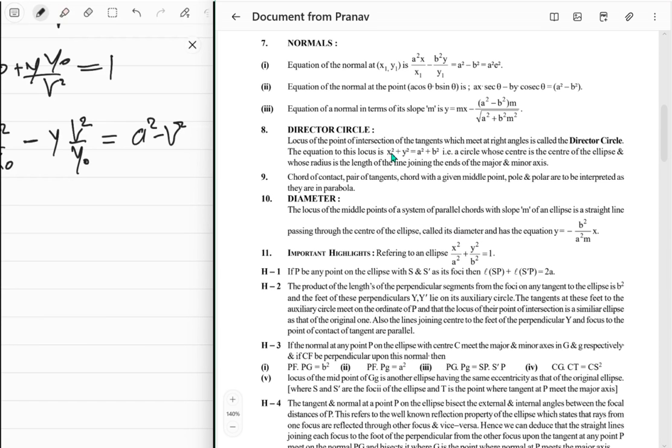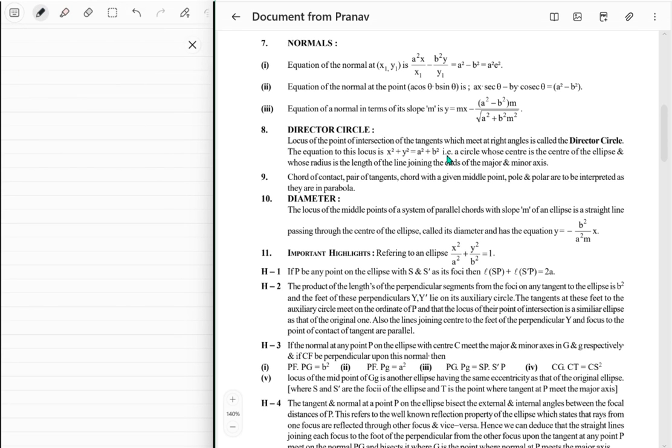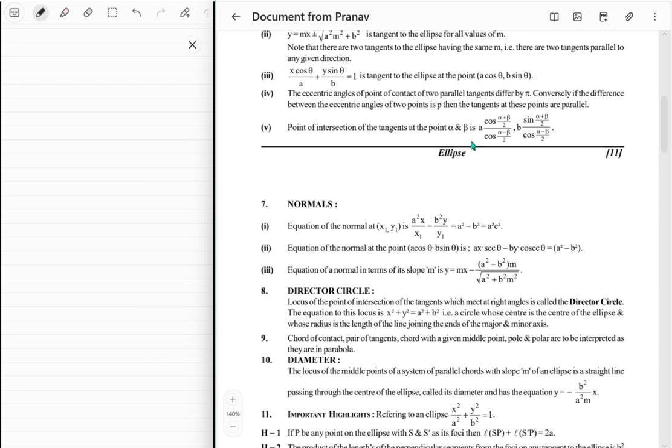Locus of point of intersection of the tangents which meet at right angle is called a director circle. The director circle for the ellipse is just x squared plus y squared equals a squared plus b squared. I don't think it's that bad to prove that it's going to be like that. Can't be that bad. But still, let's just do this. We want all the points which have 90 degrees between the tangents from them. So how do we do that? Look, we already had a formula for the point of intersection of the tangents. So we can use that directly.